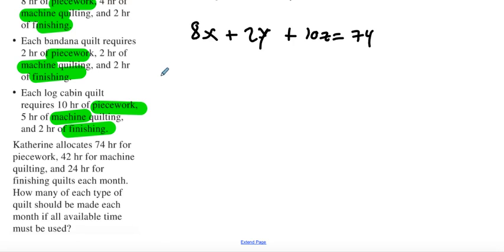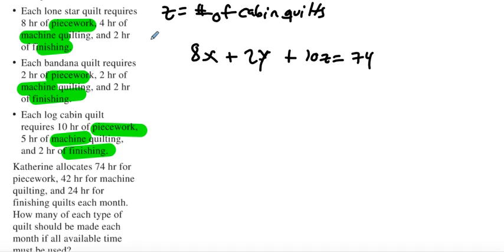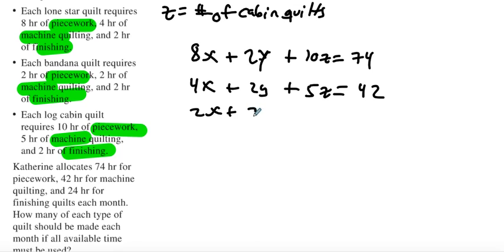Now we're going to do the same thing for the machine quilting. For the Lone Star, it takes 4 hours of machine quilting. This one takes 2 hours, and this one here takes 5 hours, and she allocates 24 hours. Last but not least, let's do the finishing: 2 hours for finishing, 2 hours for finishing, and 2 hours again for finishing, and that's for 24 hours.